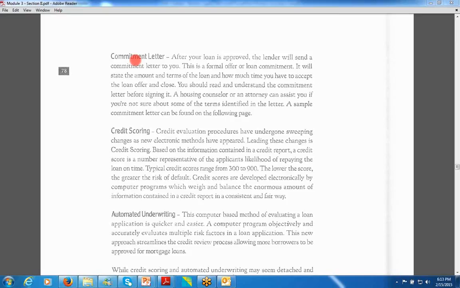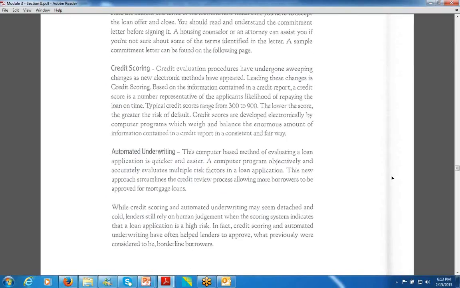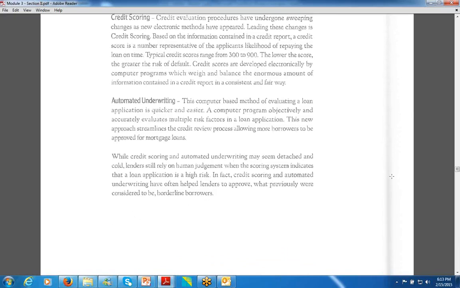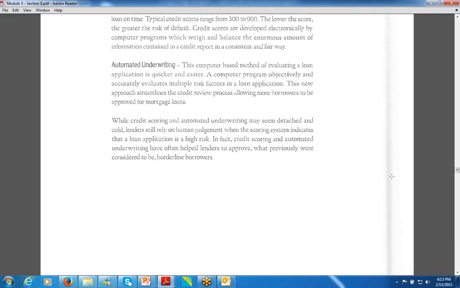Commitment letter is a commitment. Pre-approval letter is worth very little. Credit scoring, we talked about that. Automated underwriting, that just represents the fact that today many times the loan is submitted almost always through an automated underwriting system that spits out a recommendation, and then the underwriter takes it from there.